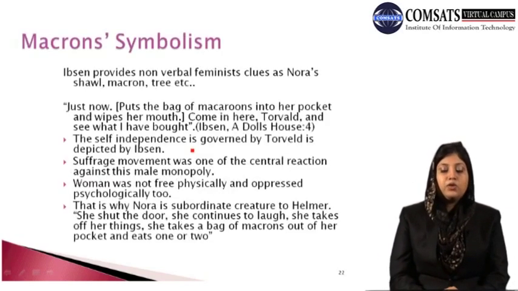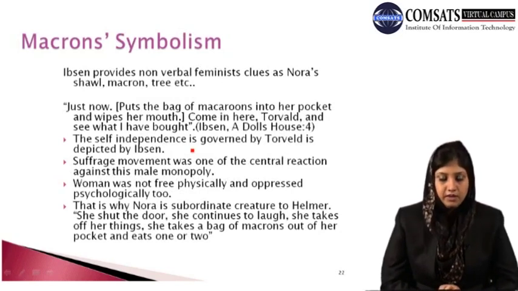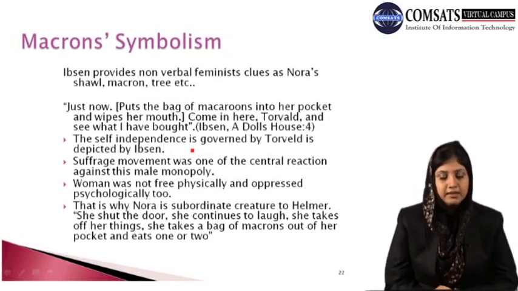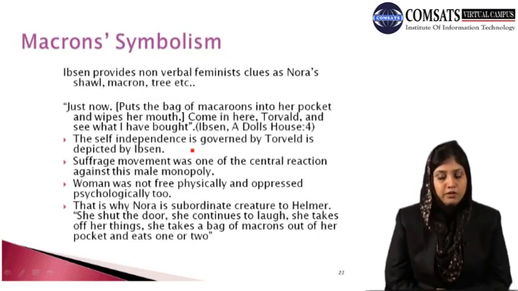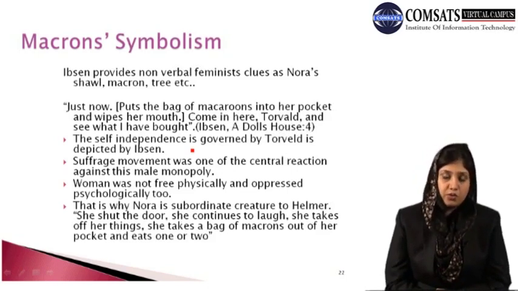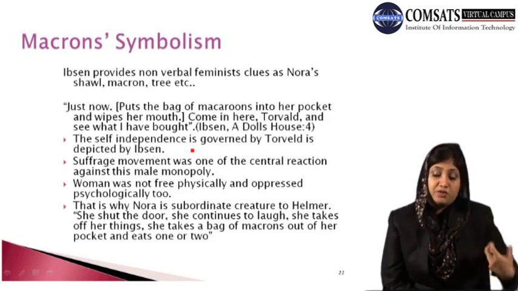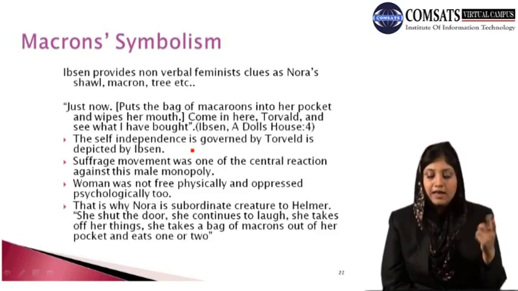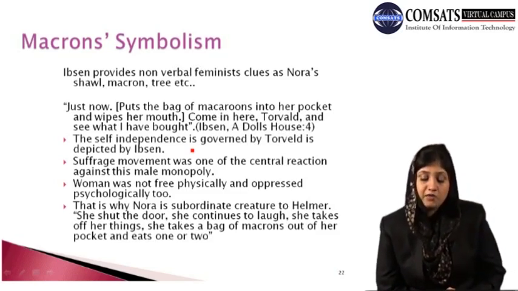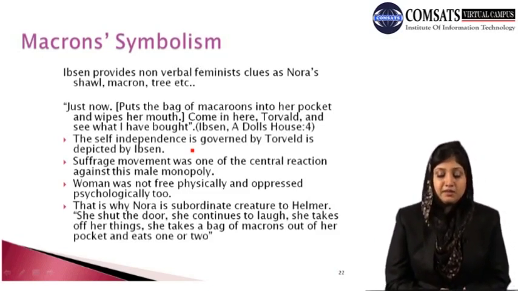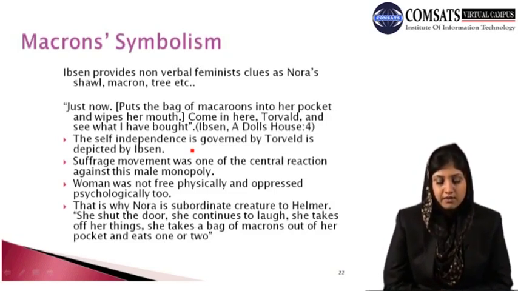And then the next symbol is the macaron. As I just discussed, what is a macaron? It's a sweet candy-like biscuit. Ibsen provides non-verbal feminist clues as Nora's shawl, macaron, and tree. Nora puts the bag of macarons into her pocket and wipes her mouth. Come in here, Torvald, and see what I have bought. What Nora calls here, the self-independence governed by Torvald, is depicted by Ibsen.